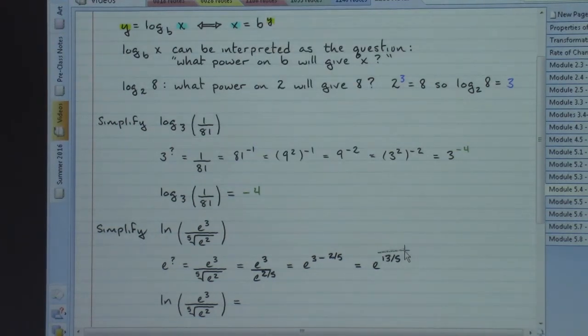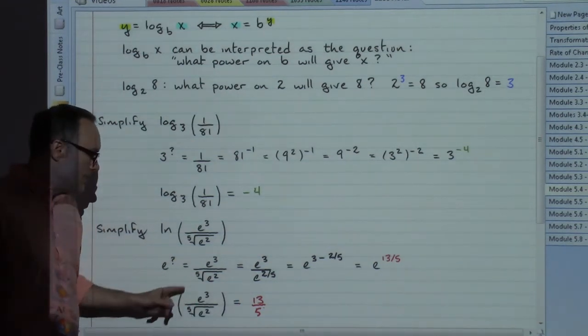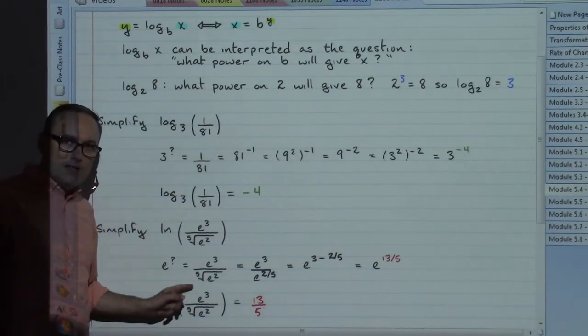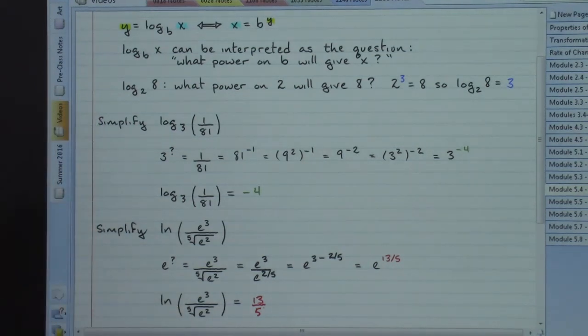Well, that's what we were looking for, e to what power? So that power seems to be 13 over 5. That means we have our answer here, 13 over 5. That's what we're going for. So e to the power of 13 over 5 would get us the same thing as this calculation here. And then one more.